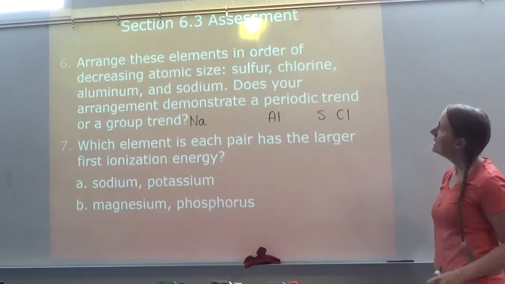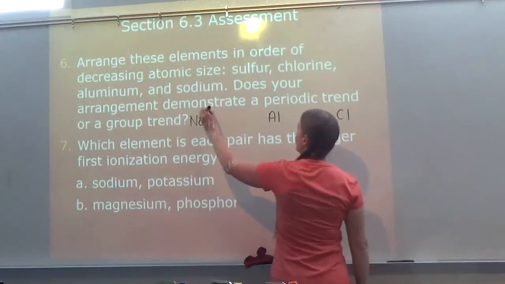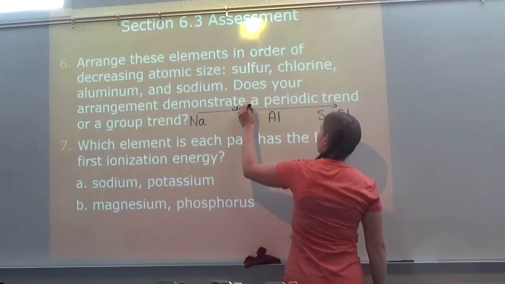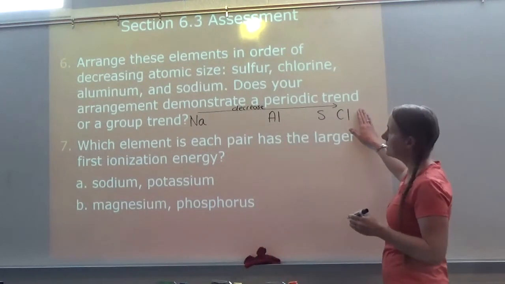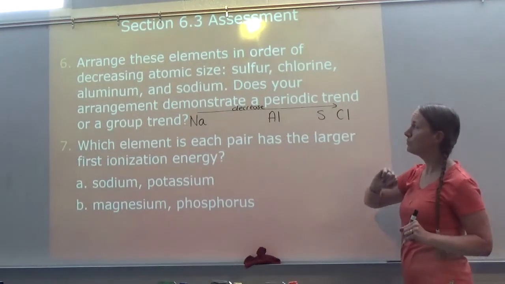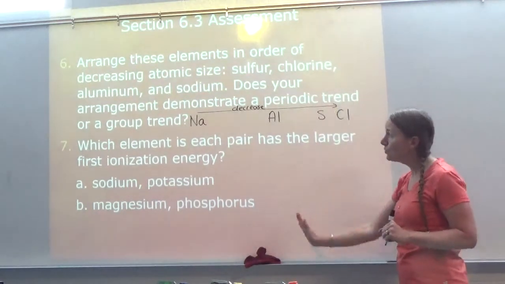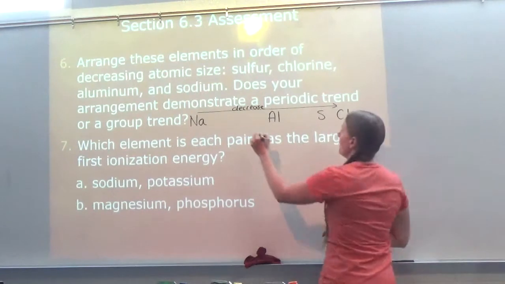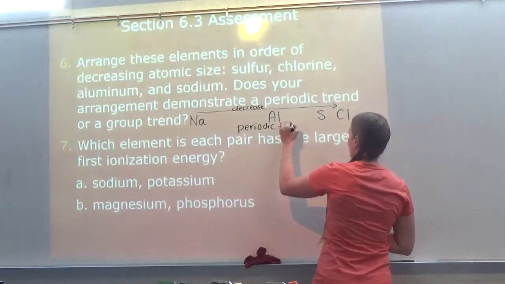All right, so it says, arrange these elements in order of decreasing atomic size. Well, as you go across, size does decrease. So this is decreasing size. Then it says, does it demonstrate a periodic trend or a group trend? Well, what is a row called? Is it a group or a period? Well, a group is a column up and down. So this would be a periodic trend because they are all in the same row, or period.